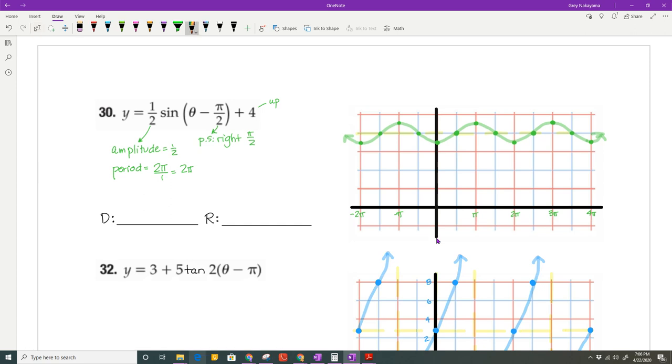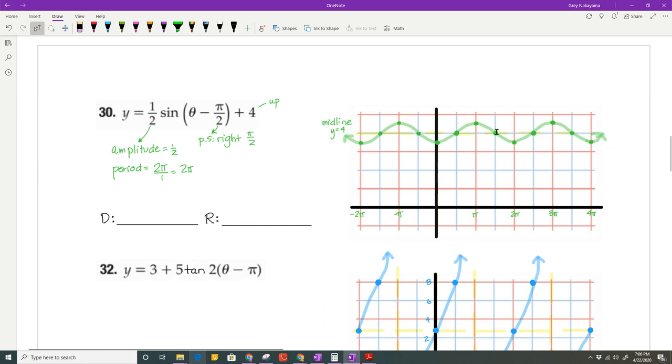But the point is, on my grid, my midline is now y equals 4. So I go up to 4, and I just draw a dotted line because it's not part of my graph. And that's my midline, and my amplitude is 1/2. So I only have to go up 1/2 and down 1/2 from that. So I don't need to renumber my y-axis at all.